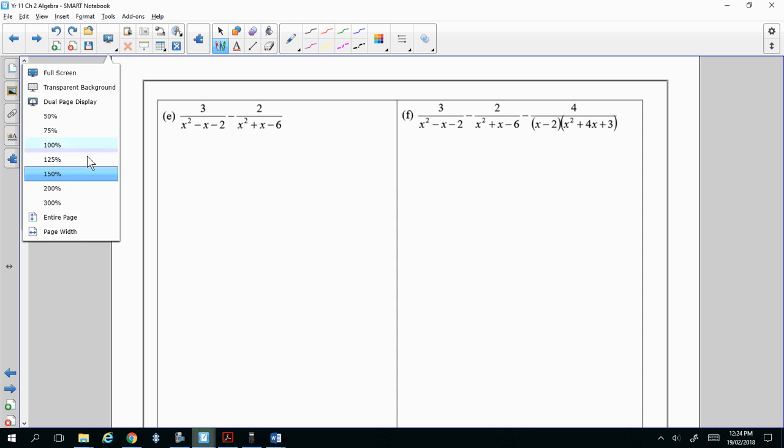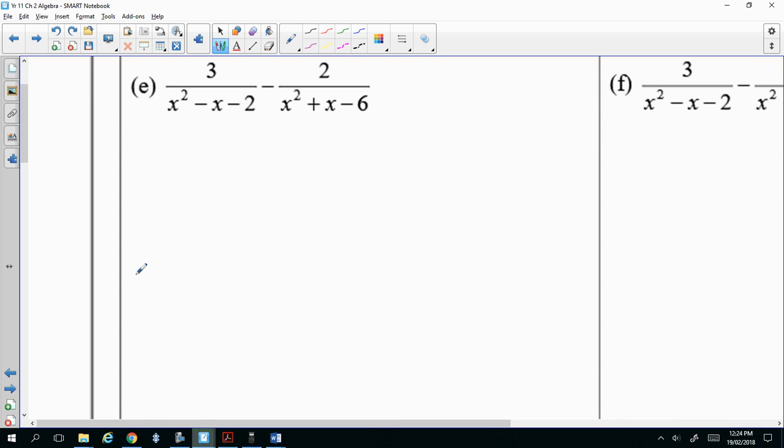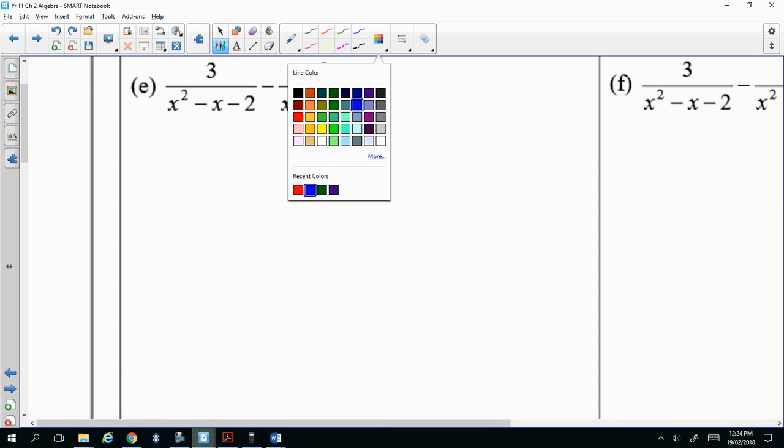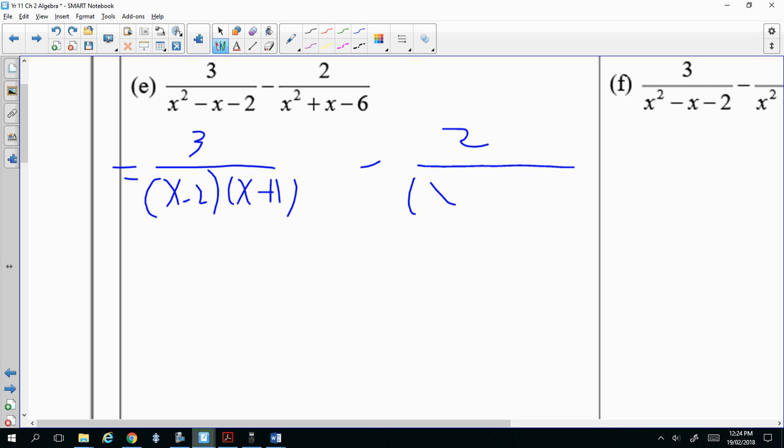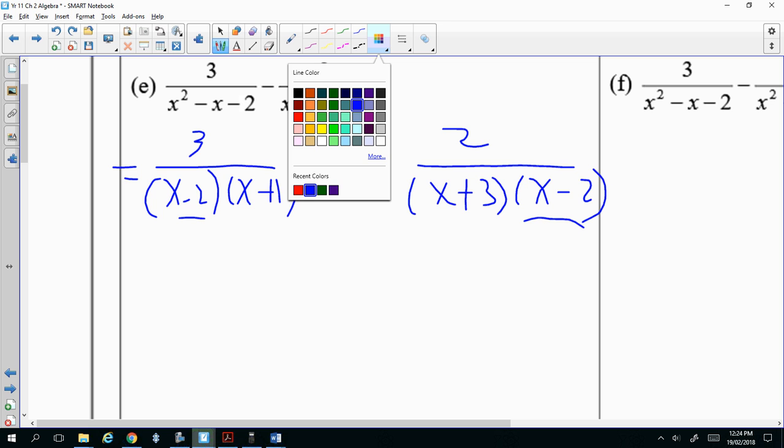Factorize this, so you get the two numbers that multiply to get negative 2 and add to get negative 1. That will be x minus 2, x plus 1. And the second one, you go x plus 3, x minus 2. Notice that they both have x minus 2. So you just have to give whatever is missing. Comparing the first with the second one, what is missing is the x plus 3. So you give x plus 3 to the first fraction.